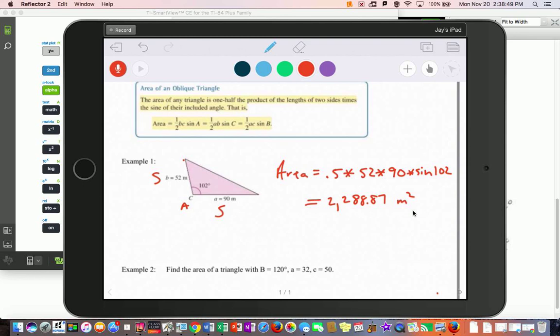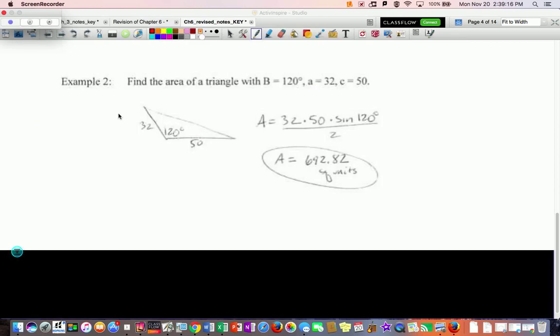So I'm going to have you try the next one on your own. Make it a DIY. Draw your triangle. You're going to have side, angle, side. So go ahead and use the formula and see if you can get it. Pause the video now. Now you'll notice when this person did the formula, they did the side, sine of the angle divided by 2. Dividing by 2 is the same as multiplying by 1/2, so that's fine to do it that way. And you should get 692.82 units squared.